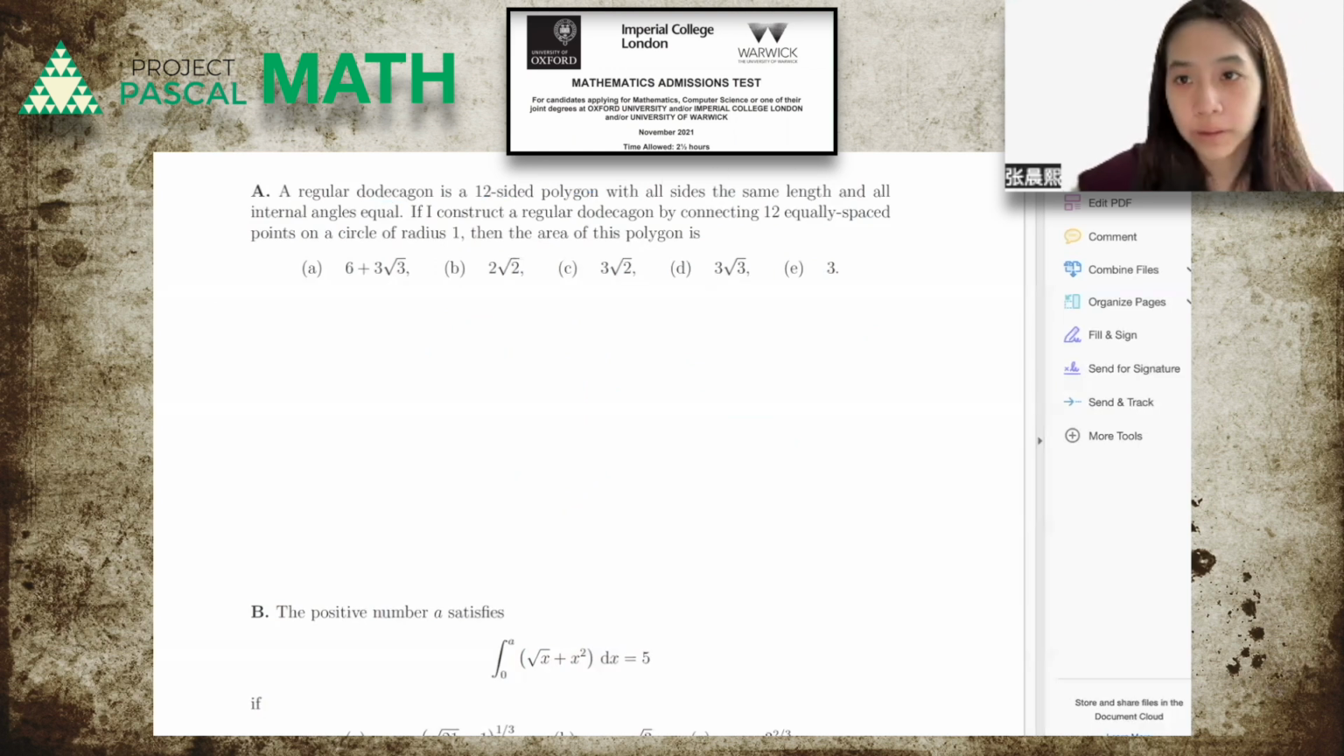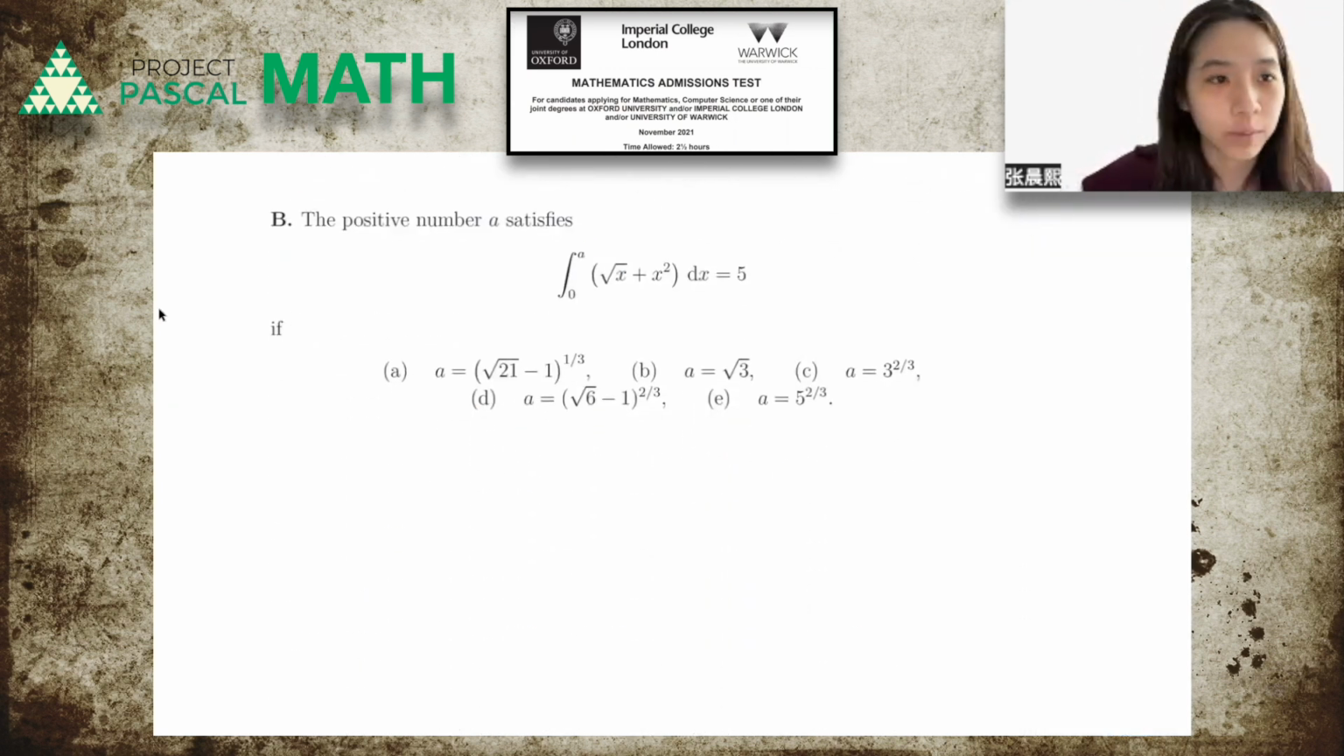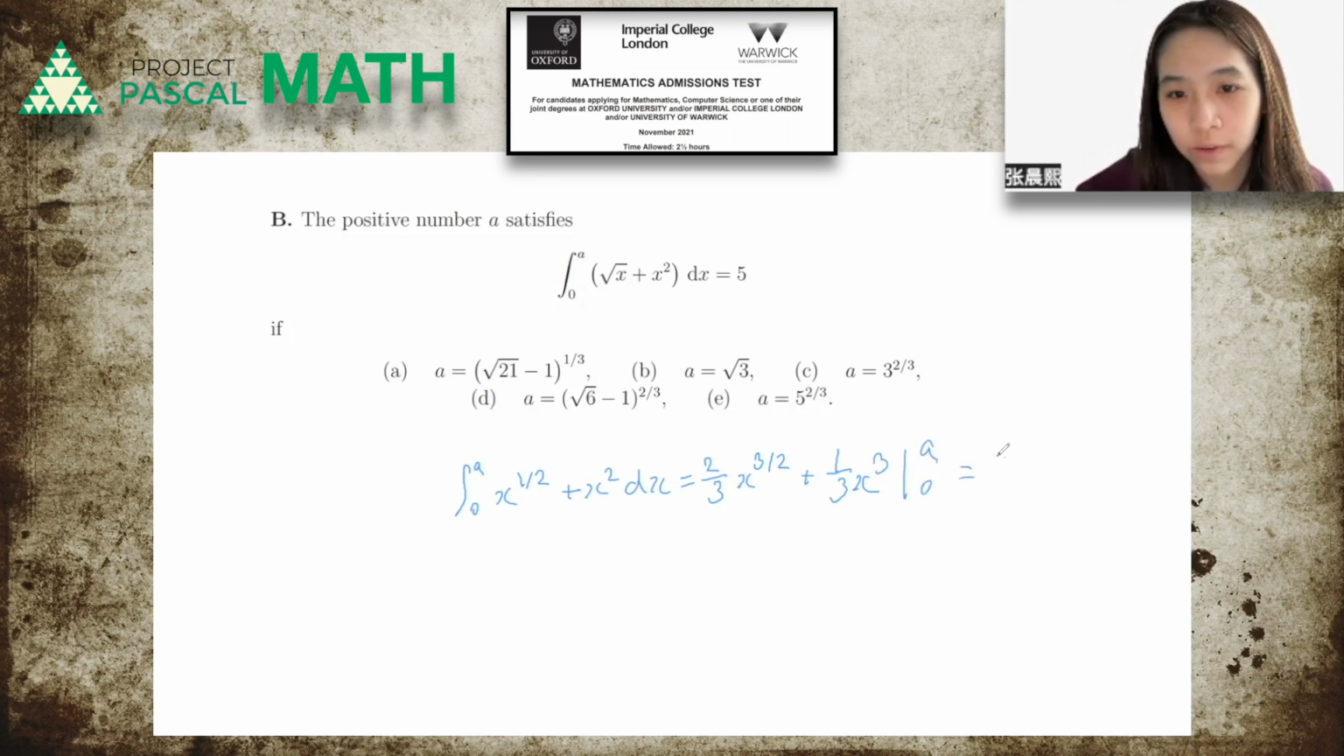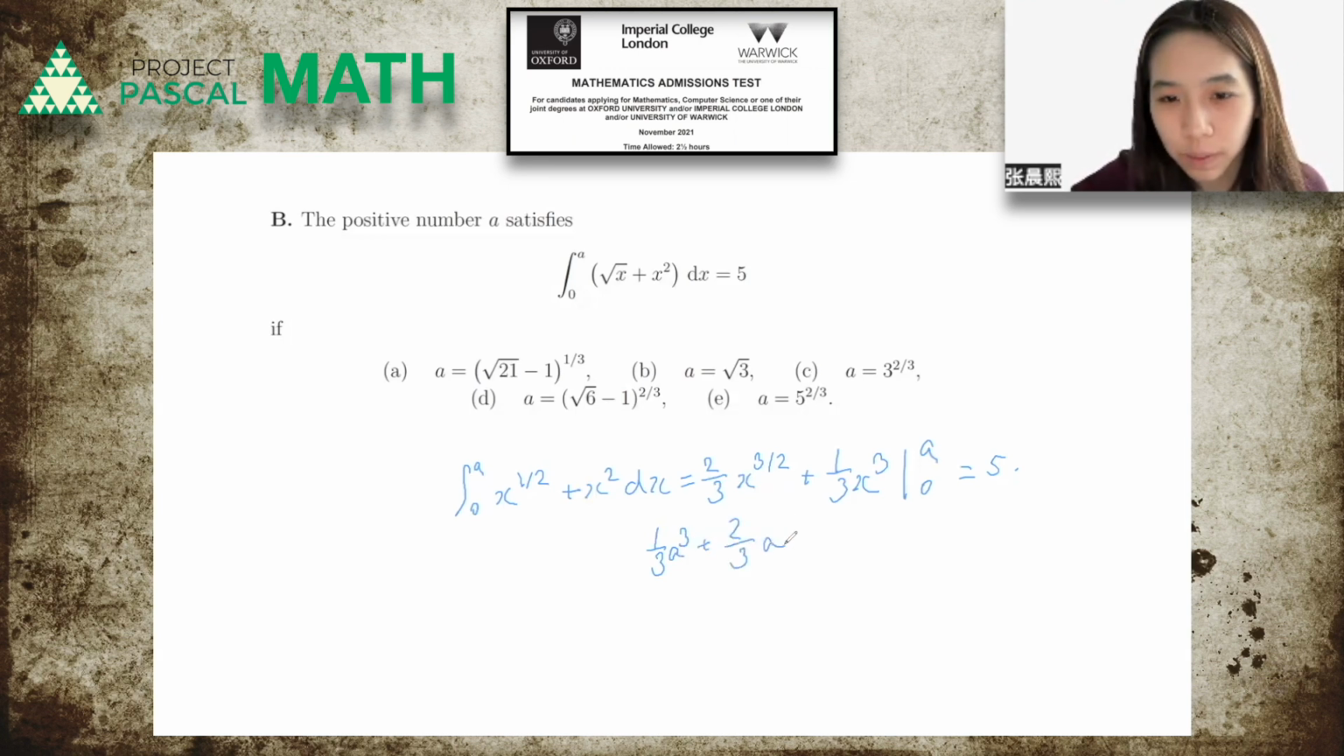Okay. So the next problem is something quite classic. I think MAT really likes to give these kinds of integration problems. So as usual we integrate. So this is x to the power of half plus x squared dx, which gives you 2 over 3 x to the power of 3 over 2 plus 1/3 x cubed, and at 0 giving you 5. So that is 1/3 a to the power of 3 plus 2/3 a to the power of 3 over 2 minus 5.